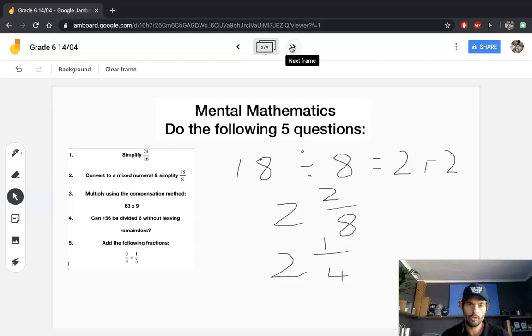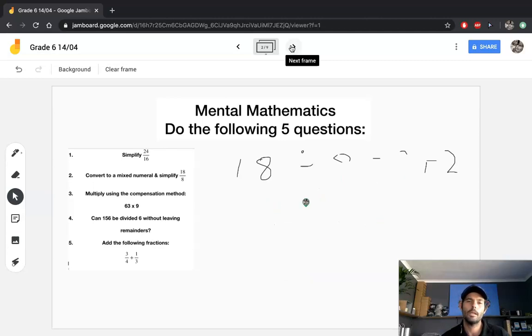Okay, your next question is multiply using the compensation method. So remember the compensation method is we're either going to give something back or we're going to take something away. So 63 multiplied by 9, I'm going to say 60 multiplied by 9 because there's my friendly number, and we know numbers ending in 0 are easier to work with. So remember, I can just say 6 multiplied by 9 equals 54.